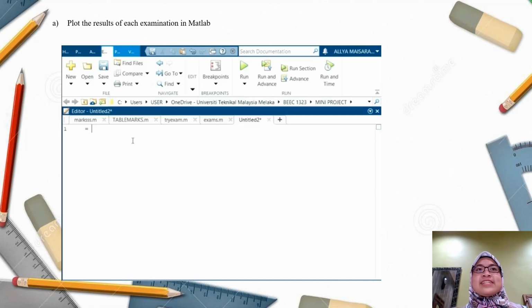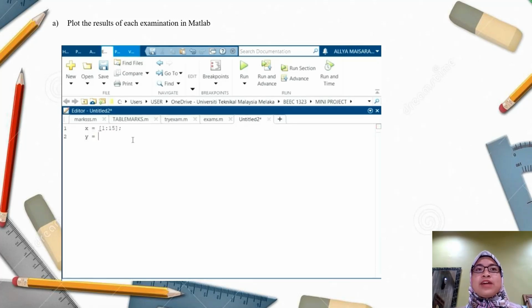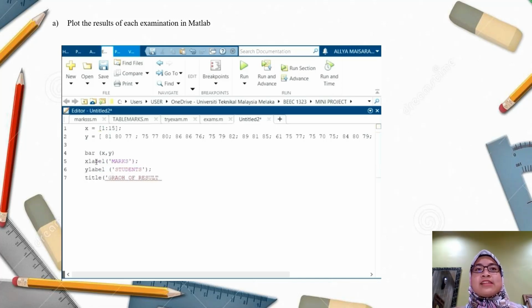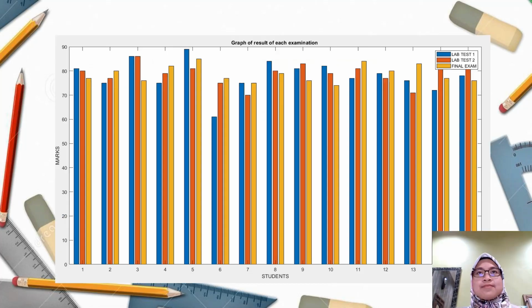Question A. Plot the results of each examination in MATLAB. First, we have to create the X element, which is the number of students, and the Y element, which is the marks of each student. Then bar command XY, xlabel, ylabel, and the title of the graph. This is the graph of the result for each examination.